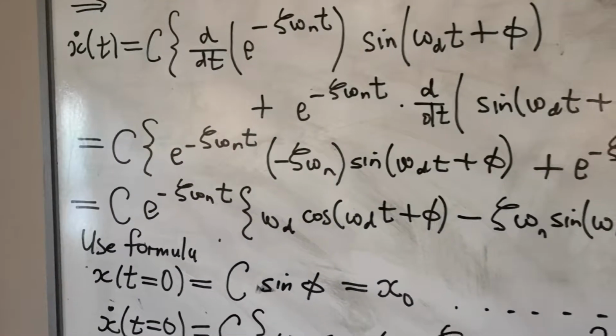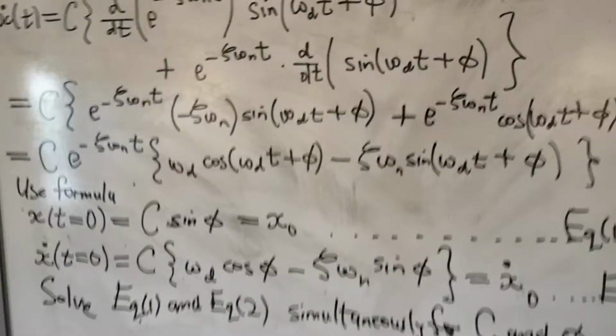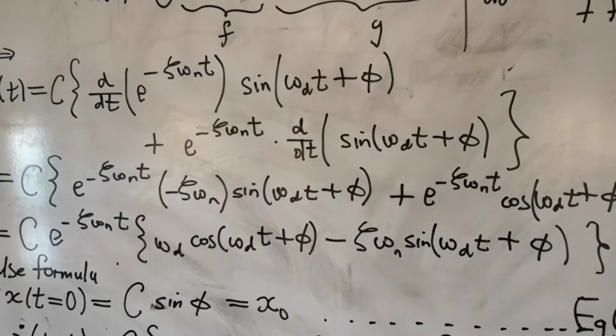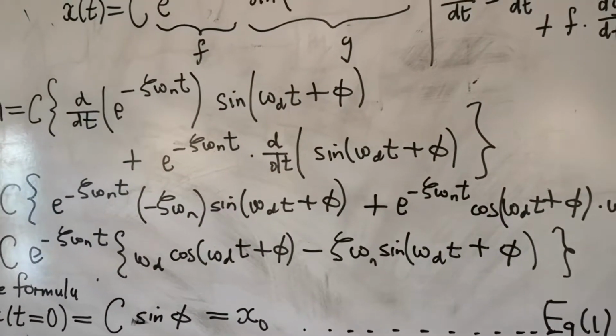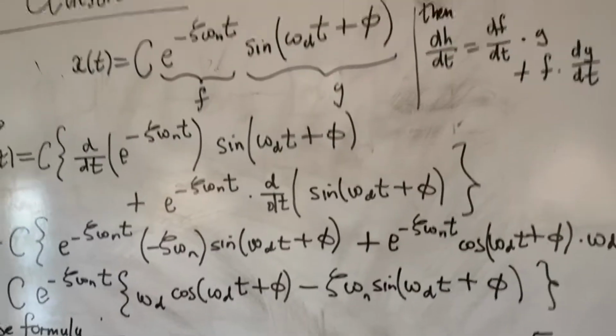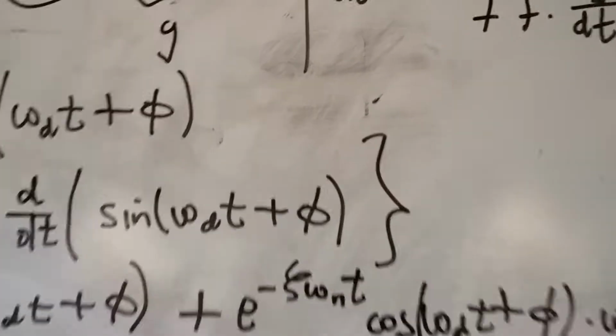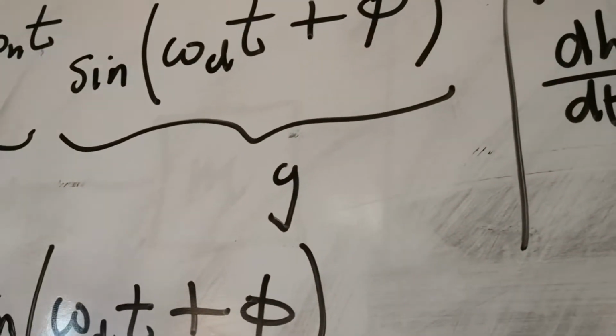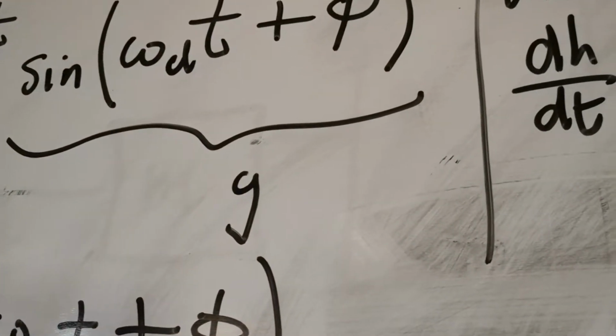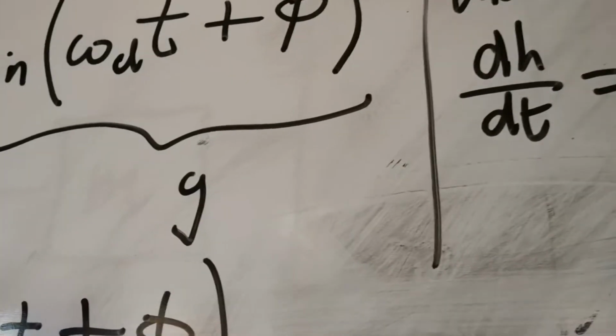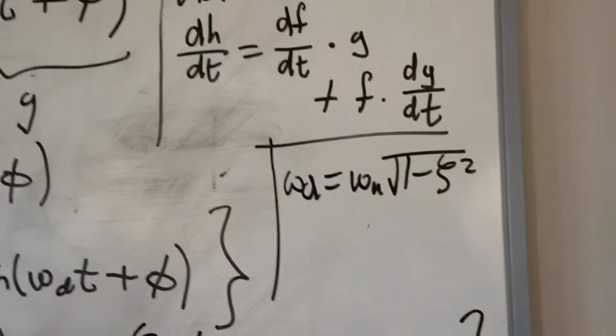Likewise with the expression for the velocity, I put in t equal to 0. Omega d is already known. We worked out that omega d is equal to omega n times the square root of 1 minus zeta squared. Let's just put this down somewhere on the side: omega d is equal to omega n square root 1 minus zeta squared. We've previously worked that out.